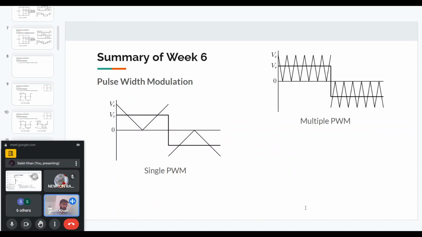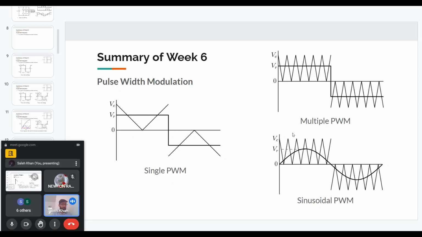Then we can have multiple pulse width modulation, in which instead of only one pulse per half cycle, we can have multiple pulses per half cycle. But in this case, as we saw in the questions also, the pulse width will be constant and the spacing between two pulses will also be constant.